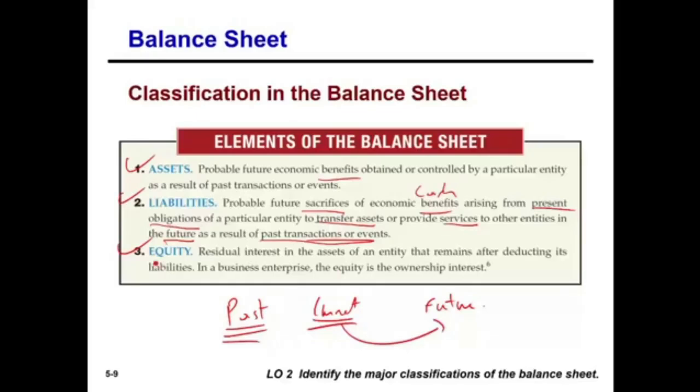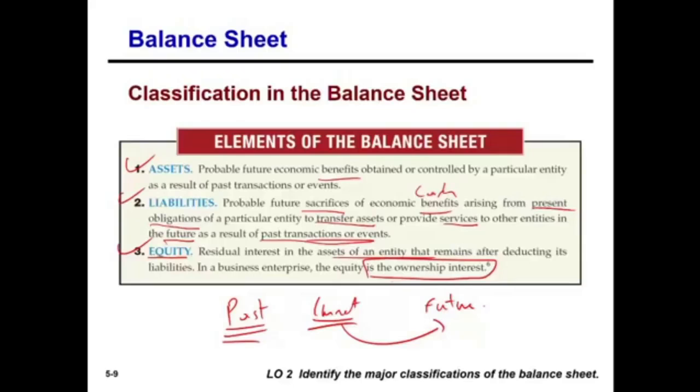And the difference between assets and liabilities: assets minus liabilities equals equity, and this is the residual interest in the assets of the entity that remains after deducting its liabilities. In a business enterprise, the equity, whatever remains, should be the ownership interest. So whatever remains is, supposedly, the value that goes to the shareholders.